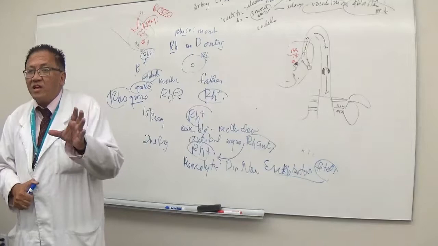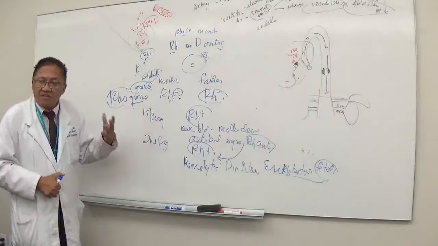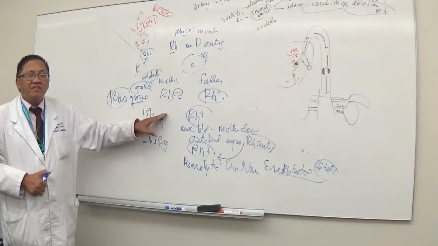Remember the word? What's another name for antibodies? Immunoglobulin. We inject the mother with RhoGAM, which is a synthetic form of immunoglobulin, during the first pregnancy, around the 7th or 8th month of pregnancy, and during labor and delivery. We do the same thing for the second pregnancy.